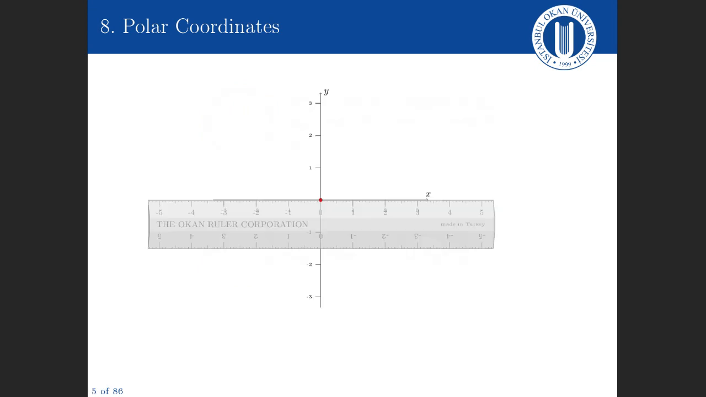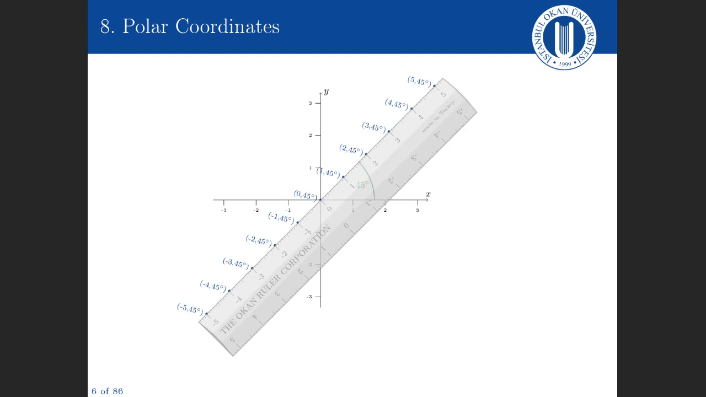Think of it like this. Let's suppose we have a ruler which puts zero on the origin. And this is a special mathematical ruler which has negative numbers on as well as positive numbers. And then let's suppose we rotate this ruler anti-clockwise by an angle of 45 degrees. Then we can measure along the ruler the polar coordinates of each point.